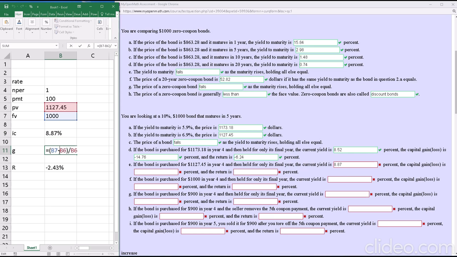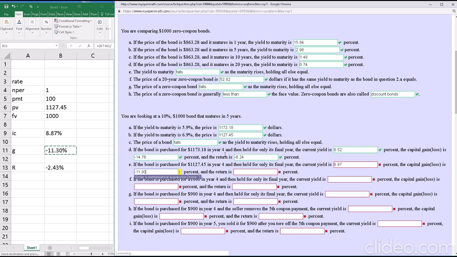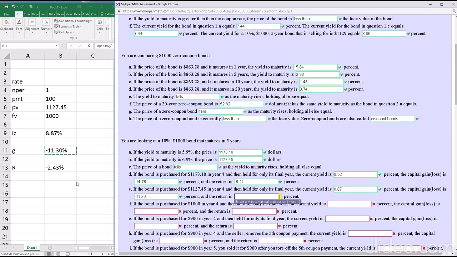The gain is not as negative because what you purchased it for is smaller, right? You're still selling it to the treasury, if it's a treasury bond, for $1,000 at the end of maturity, right? So the gain is only negative 11.3%. And then the return is not so negative, right? Because you're taking a much smaller loss.